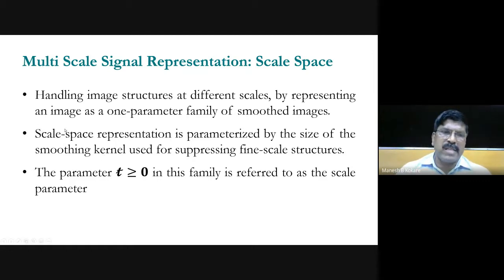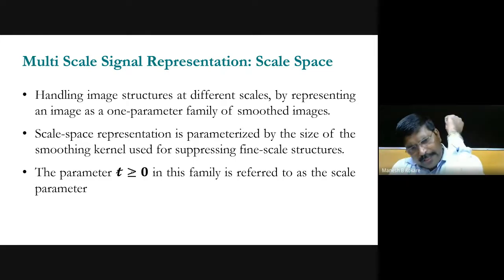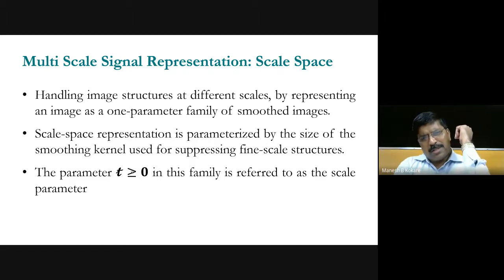So scale space representation is parameterized by the size of the smoothing kernel used for suppressing fine scale structure. The parameter t greater than or equal to 0 is the family parameter, and in this family it is referred to as the scale parameter. So if you change the scale, just correlate that with your microscope. When you are changing the scale, you are going more and more close to the small, tiny things. For example, in wavelet also, in the first scale, you get the four subbands, that is the LL subband, then LH subband, then HL subband, and then HH subband.